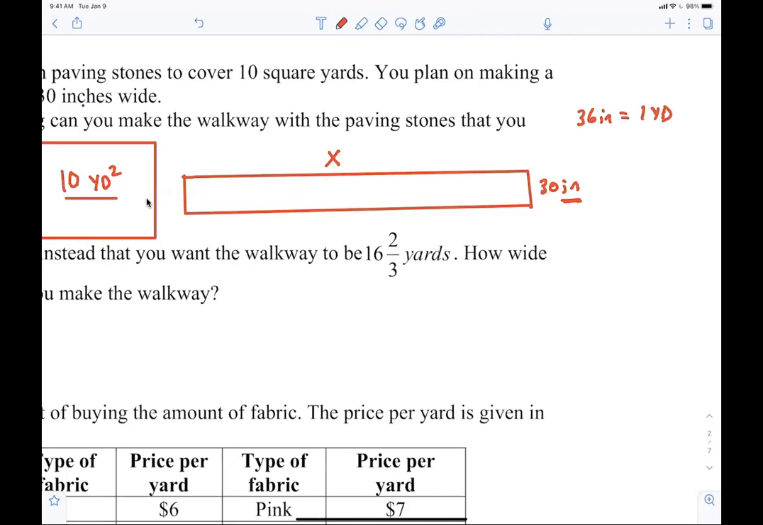What is it? It's 5/6 of the yard. You're awesome, buddy. That's right. Because why? 30 out of 36 reduces to 5/6 of a yard. Do you agree with that?